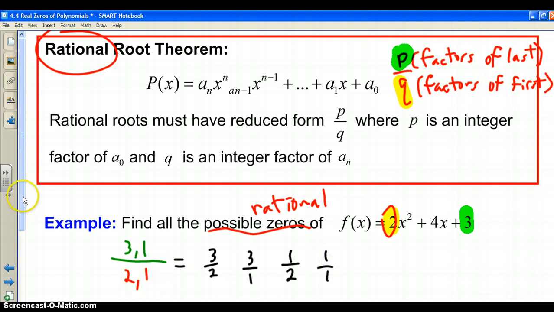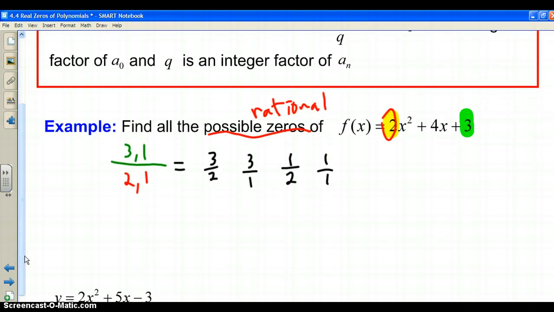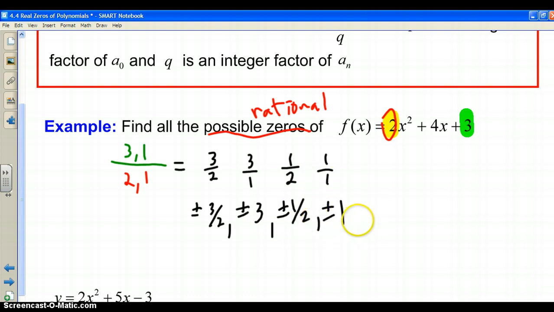Now let's clean this up just a little bit. By the way, we need to add plus or minus to all these. So we have plus or minus 3 halves. This is just 3, so plus or minus 3. This is plus or minus 1 half. And this is plus or minus 1. These are all the possible rational zeros.